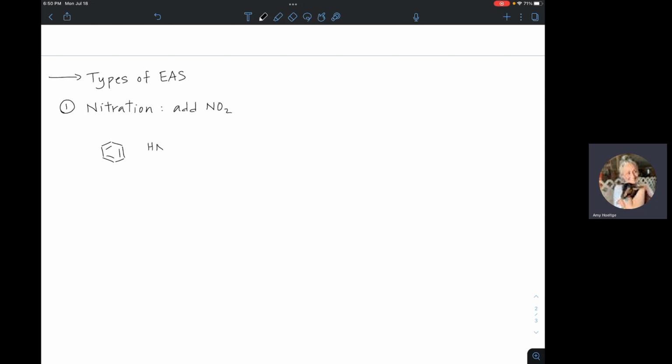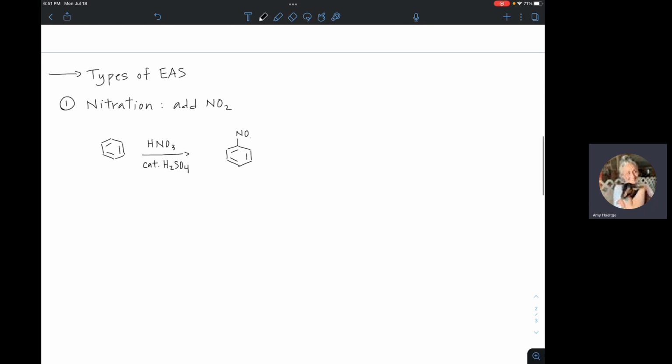So you might see it written like this, nitric acid, HNO3. And then you might see catalytic or even just H2SO4. Sometimes we don't write the word cat in there, but it is catalytic sulfuric acid. And then what you get is your aromatic ring with a nitro group on it. But what happened? Because that doesn't look like HNO3. And what was the sulfuric acid doing?